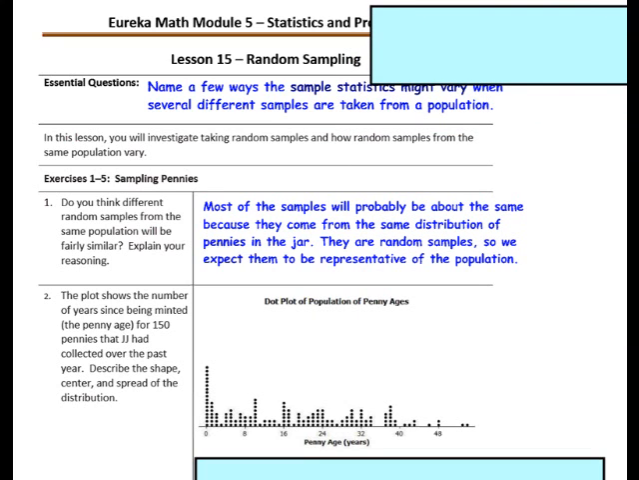Below is a dot plot of the pennies' ages. The plot shows the number of years since being minted, which is the penny's age, for 150 pennies that JJ collected over the past year. Describe the shape, center, and spread of the distribution.